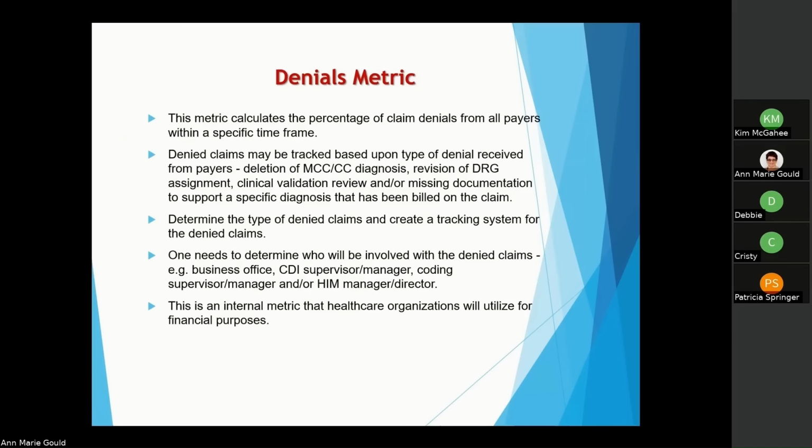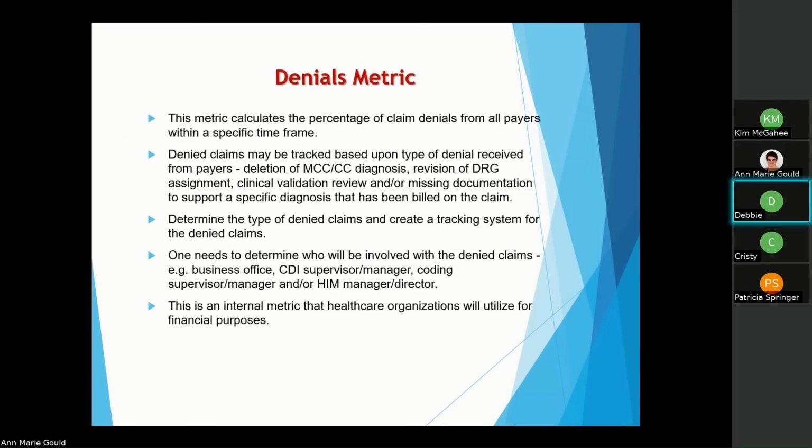When it comes to the denials metric, this calculates the percentage of claims denied by payers within a specific time frame. Denied claims can be tracked from payers based on the type. It could be a deletion of a CC or MCC diagnosis, revision of a DRG assignment, or a clinical validation review, or missing documentation to support a specific diagnosis billed on the claim. So determine the type of denied claims and create a tracking system for them.